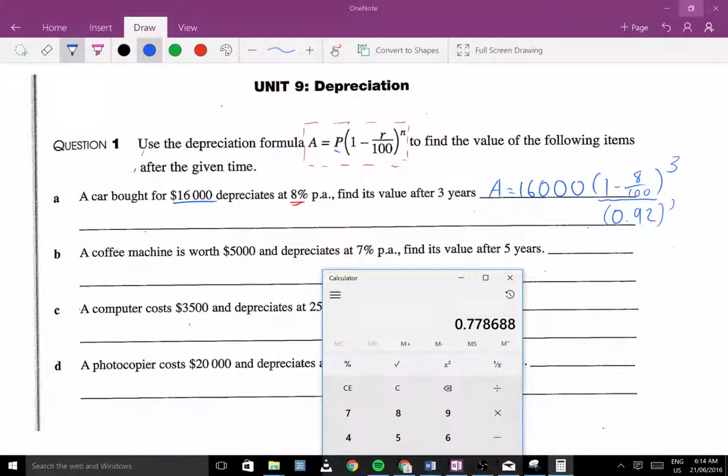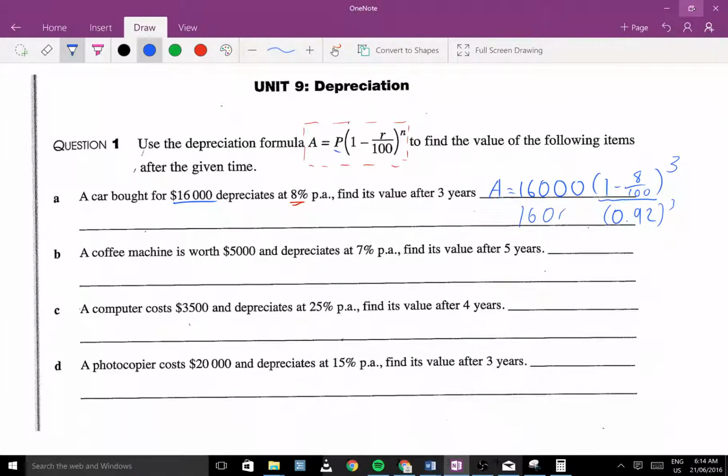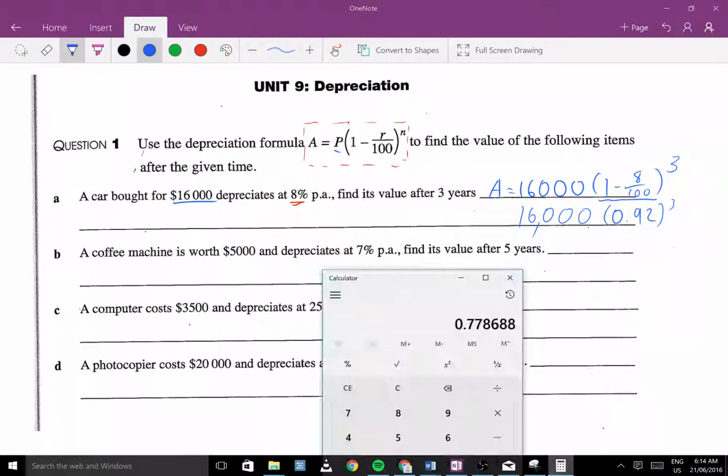Now I take that number and I times it by my 16,000. Okay, because it was worth 16,000, now it's worth 77.88% of what it was. Okay, it's now worth about two thirds of what it was because it's 3 years old.